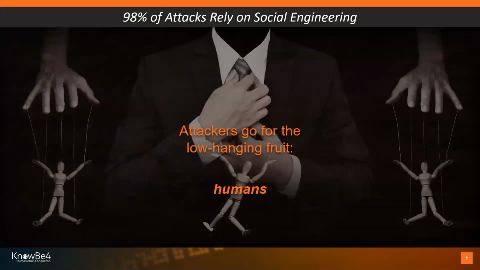So something that we do know in the industry is about 98% of attacks rely on some sort of social engineering, right? We also know that 91% of successful malicious data breaches start with the spear phishing attack. That means that these attackers are going for the humans.